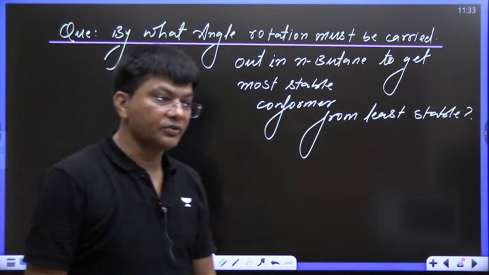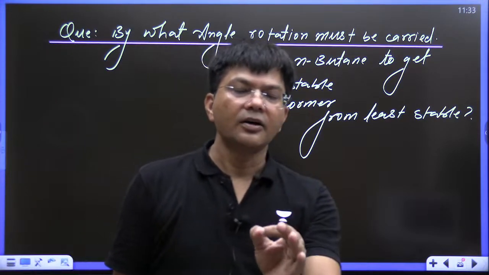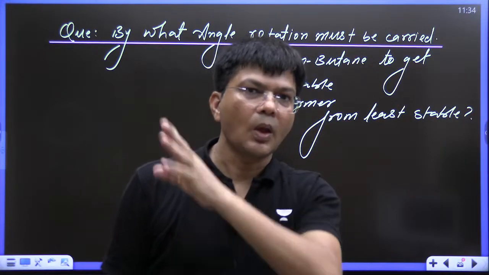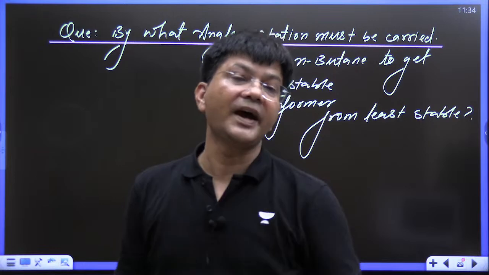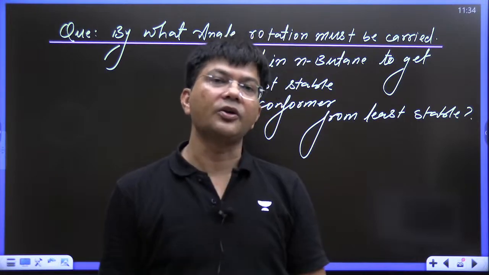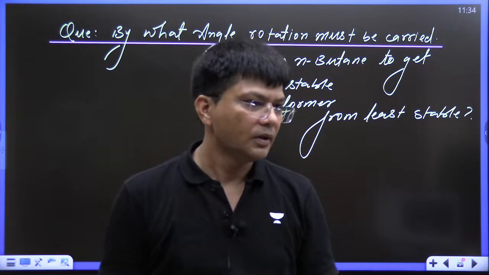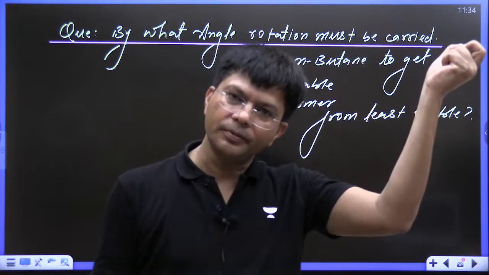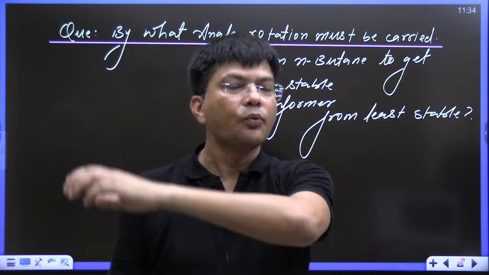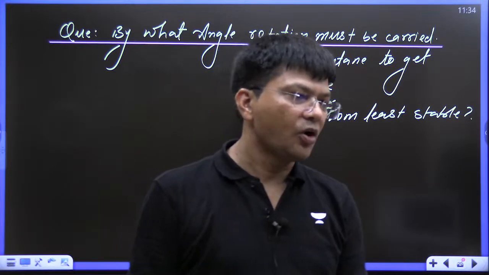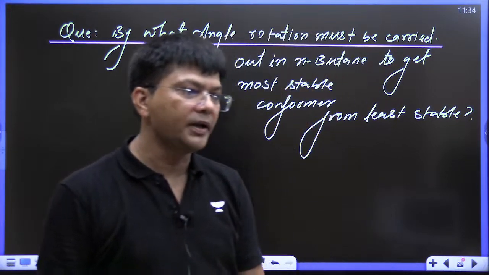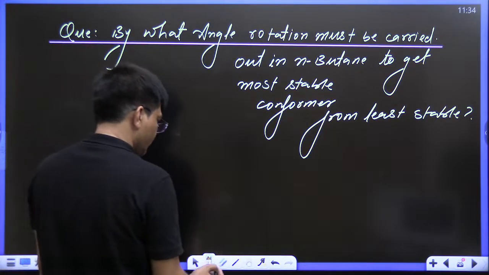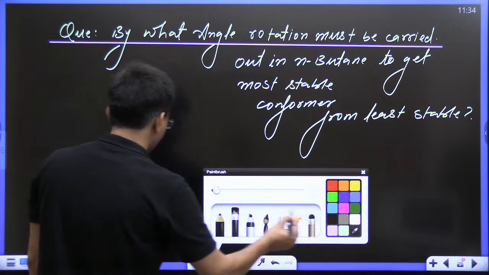Sir, here which is Gauche? In between most stable and least stable, whatever conformers, infinite conformers are there, they are all known as Gauche or skew. Have you got the answer? Vedha Janani is writing 180 degrees. Let me check whether Vedha Janani's answer is right or wrong.